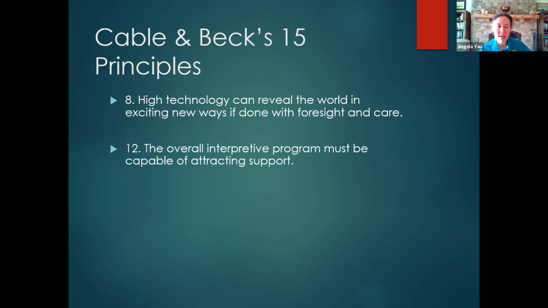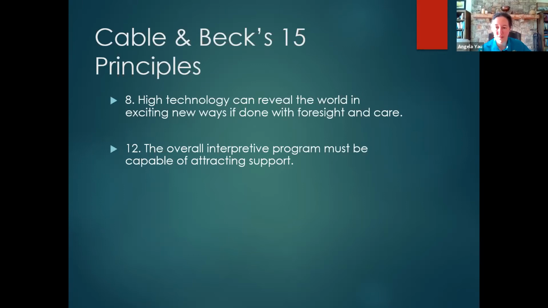Another one Cable and Beck added that I think is very important is that the overall interpretive program must be capable of attracting support. So what this means is not just the support you might think of, which is money. It's always important that your programs are able to be self-sustaining, that we're able to fund them. So whether that money is people paying a fee to get in, or somebody else paying the fee on behalf of a group, maybe a sponsorship. But this goes beyond just the money part.